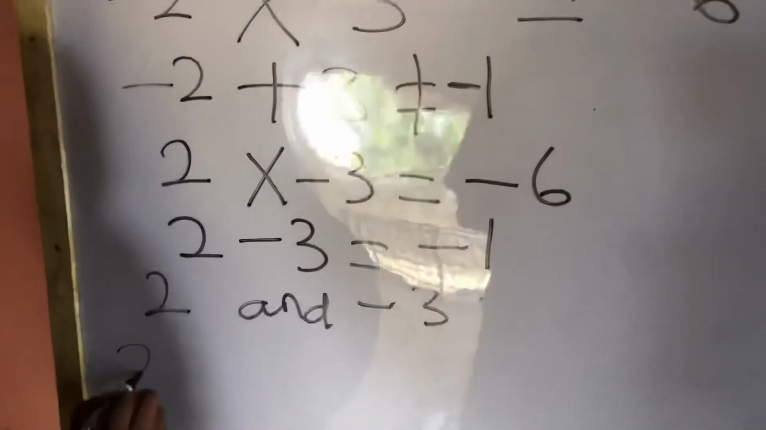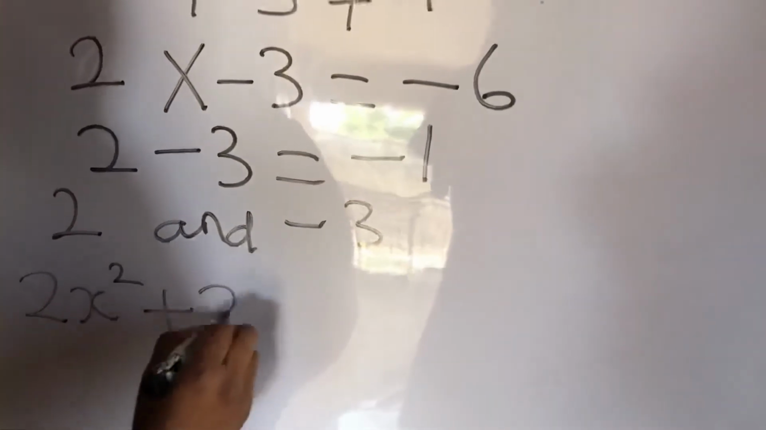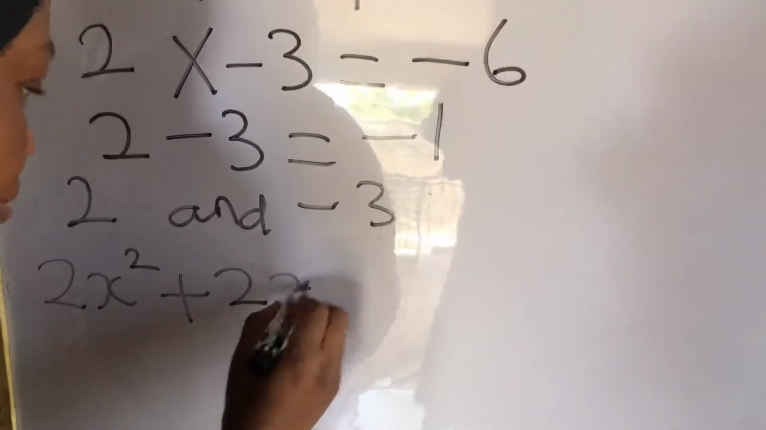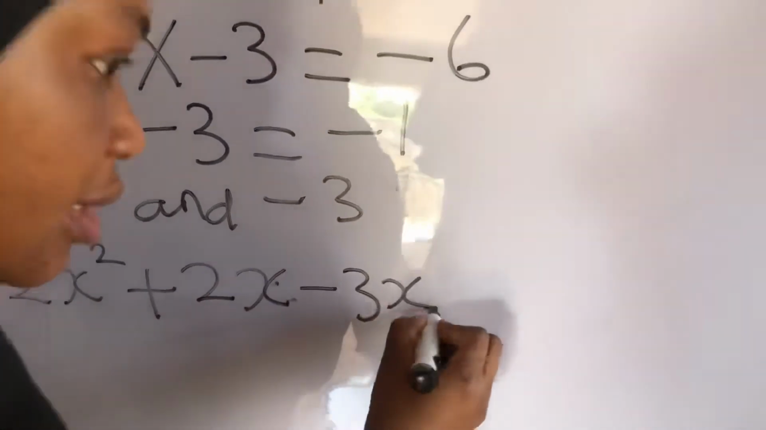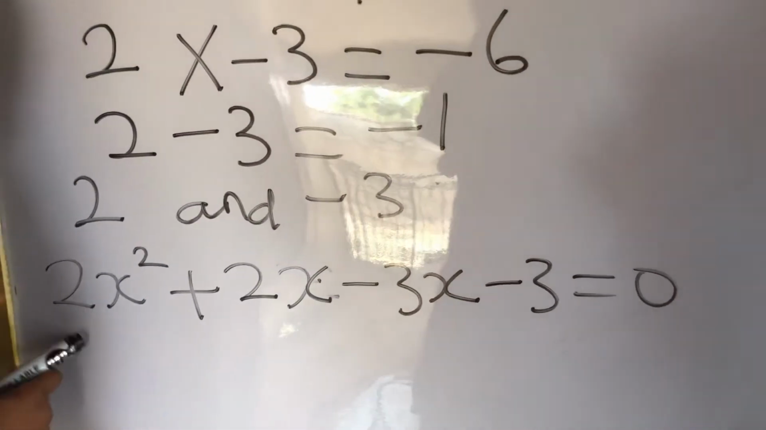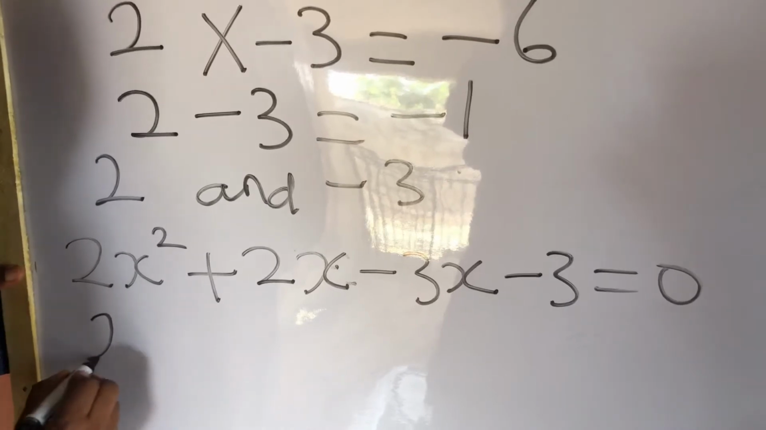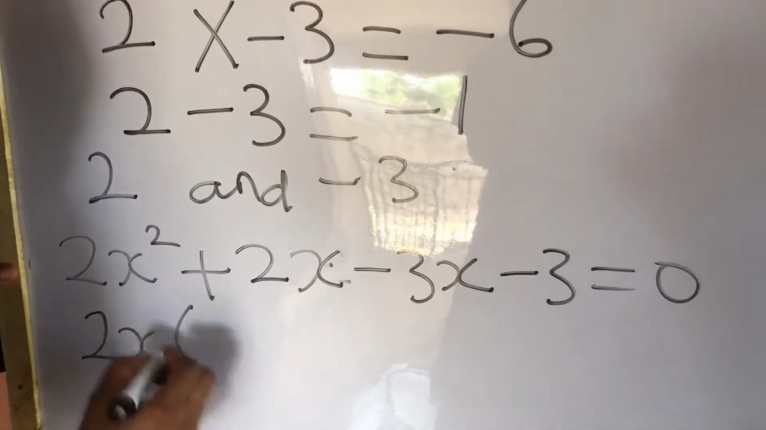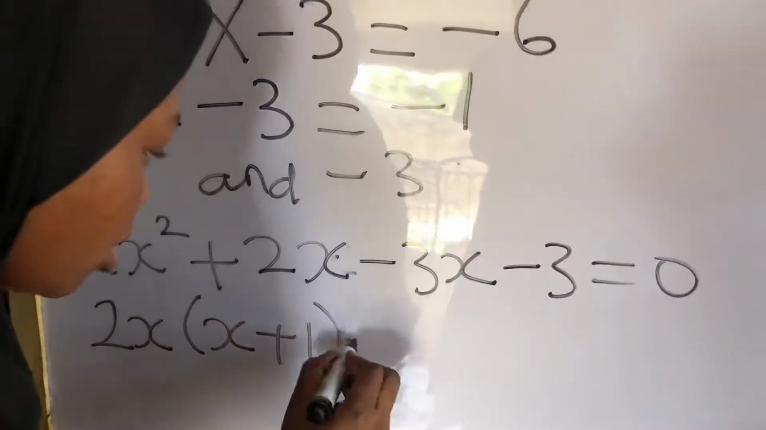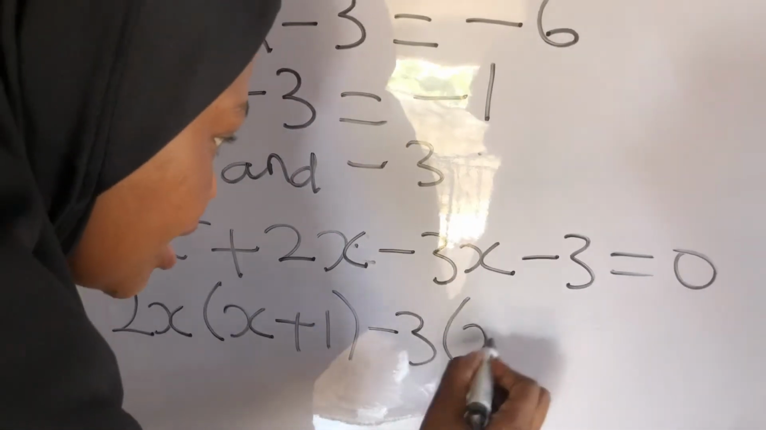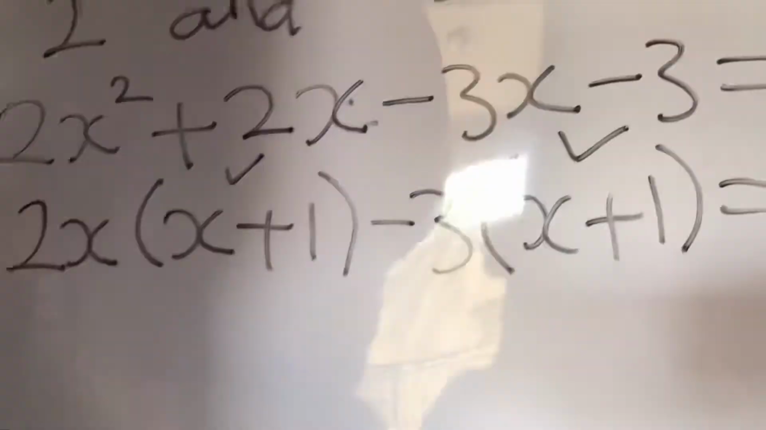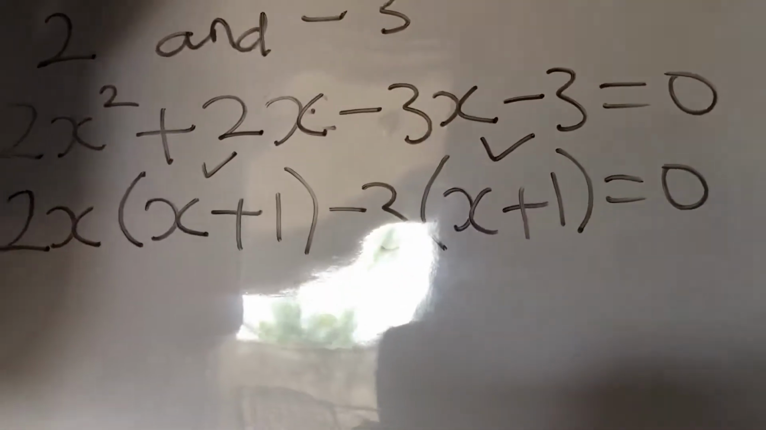So let's write 2x squared plus 2x minus 3x, then minus 3 is equal to 0. Now 2 is common to both, so let's factorize 2 out. X is also common, factorize it out. So this one remains x plus 1. Then minus 3 is common, so we have x plus 1 is equal to 0. So here must be the same thing. If you do not get the same thing, that means you are wrong.